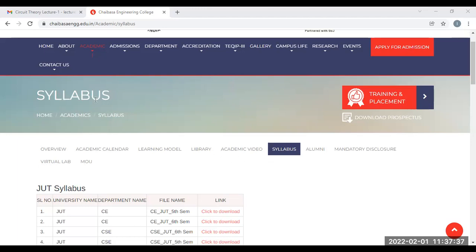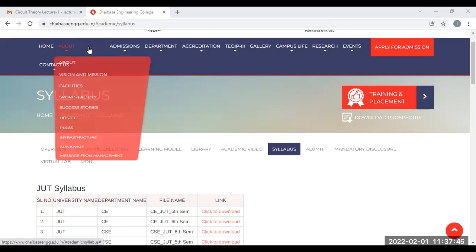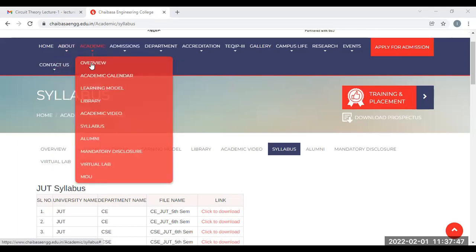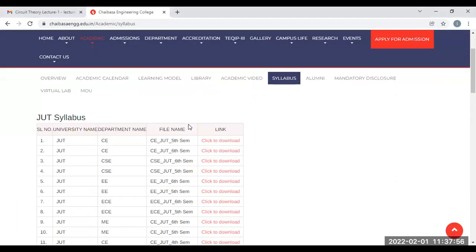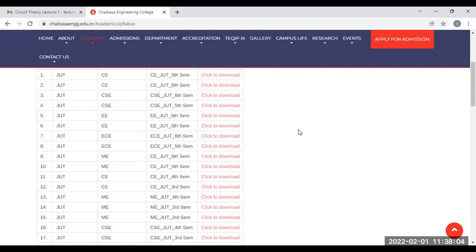Can you see the syllabus in the Chaivasha Engineering College? So you will go to the academic section, and under that there is a syllabus button. You will click the syllabus button, and you will be directed to this page. Under that it is the JUT syllabus. JUT means Jharkhand University of Technology. Our college is affiliated to Jharkhand University of Technology.